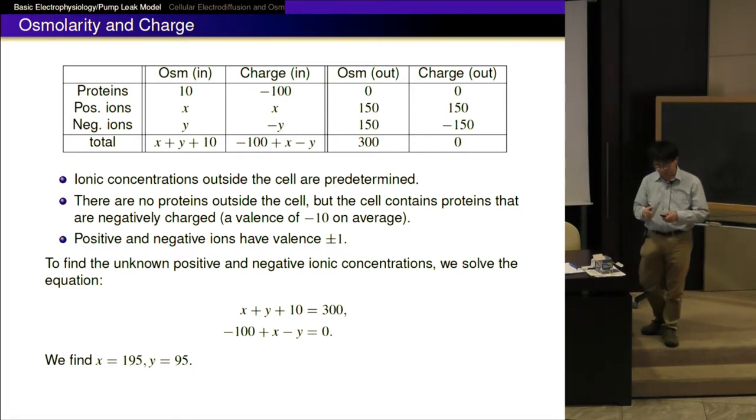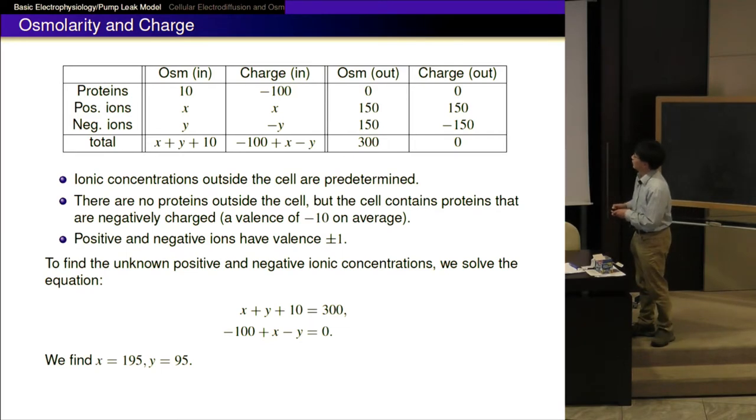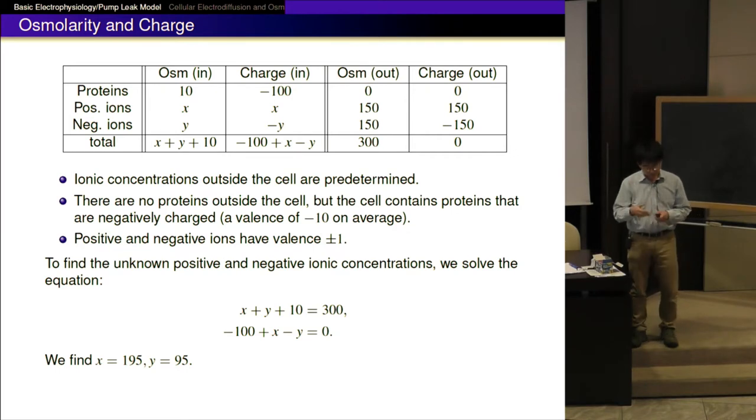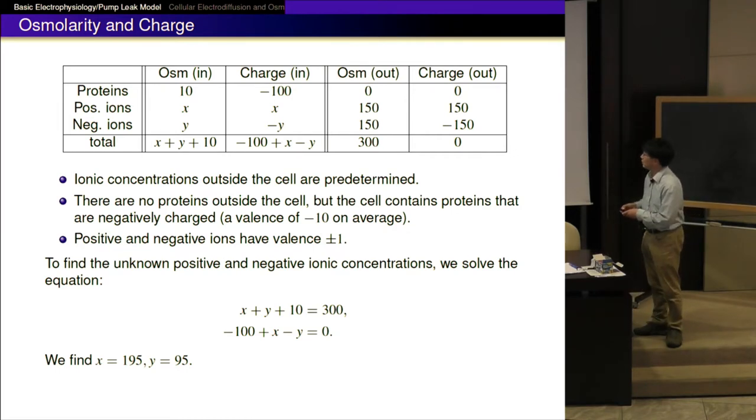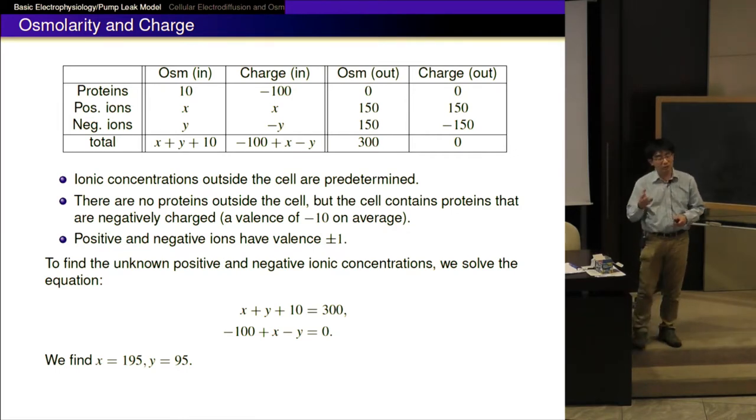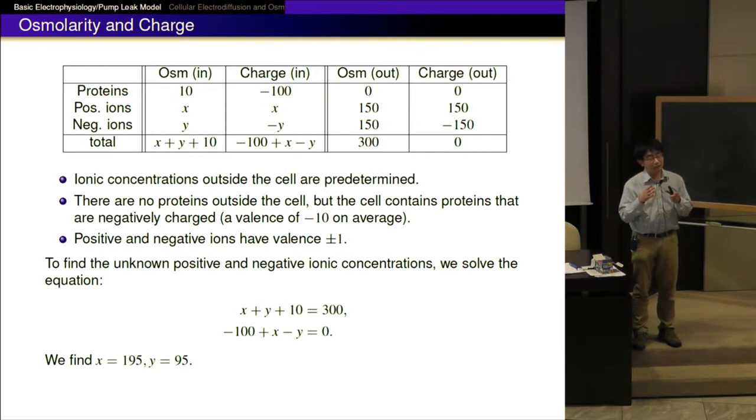Now the question I'm going to ask is, let's say this kind of cell with 10 millimolar protein is thrown inside this kind of environment. What should the positive ionic and negative ionic concentrations of this cell have to be in order for the cell not to burst? So this is the question I want to ask.